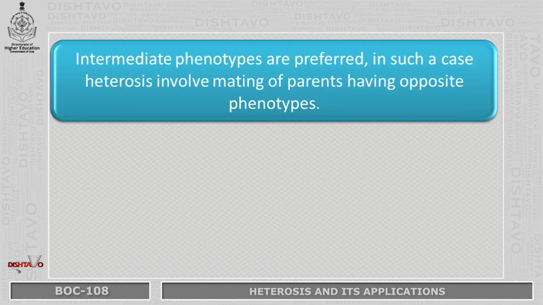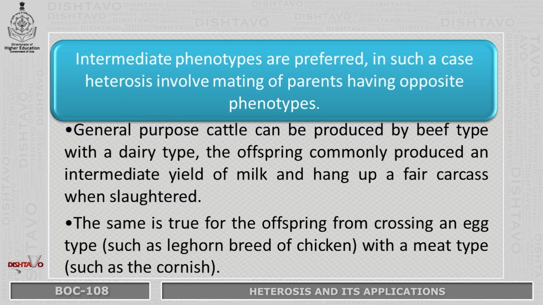Intermediate phenotypes are preferred. In such a case, heterosis involves mating of parents having opposite phenotypes. The examples over here are: general purpose cattle can be produced by crossing a beef type with a dairy type. The offspring commonly produce an intermediate yield of milk and have a fair carcass when slaughtered. Also, the same is true for the offspring from crossing an egg type such as a Leghorn breed of chicken with a meat type such as the Cornish.